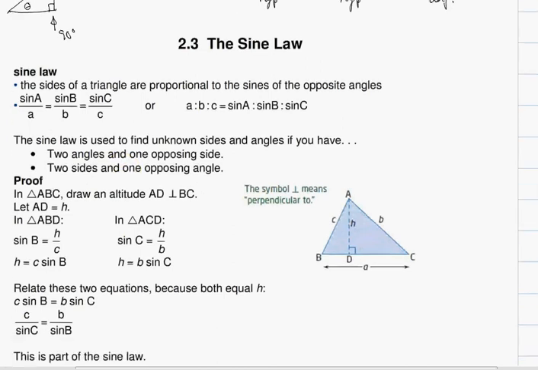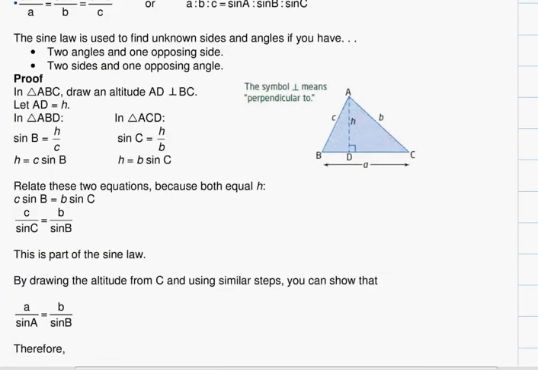Okay, so let's derive the sine law. Let's say you have a triangle ABC, so here it is, and you draw an altitude AD perpendicular to BC. And this symbol, this upside down T, means perpendicular to, which means it meets at 90 degrees. So AD then is the altitude of the triangle, which just means it's the height. So we can call AD H. So what we formed are two triangles, ABD and ACD.